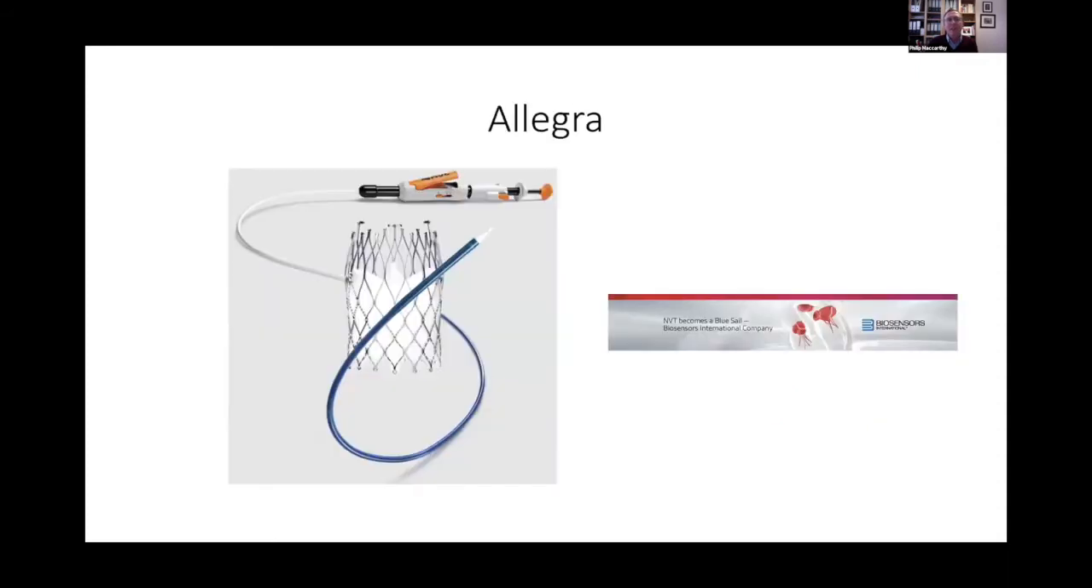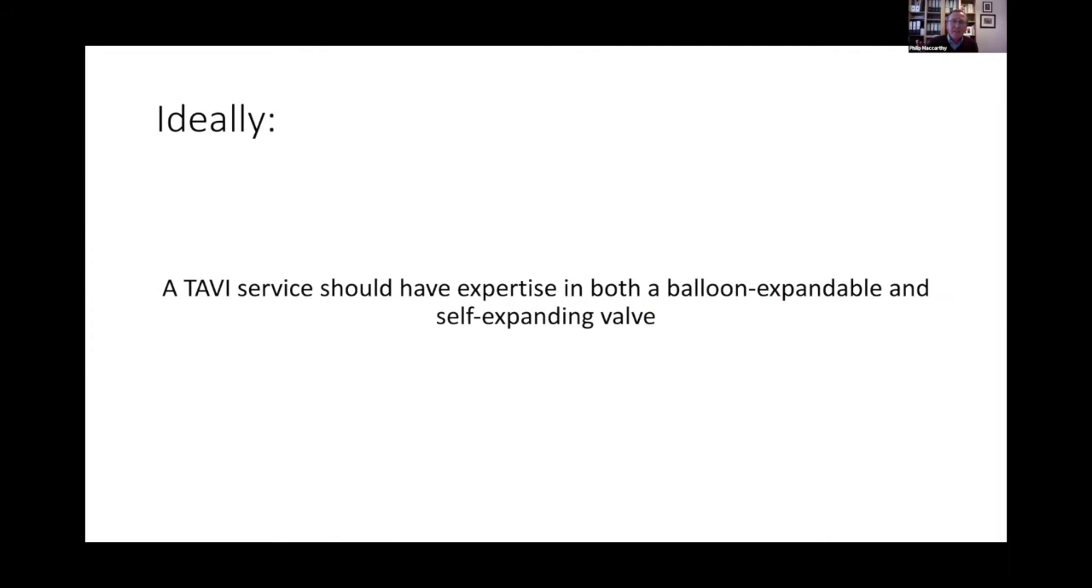The other valve to look out for is the Allegra. This is made by New Valvular Technologies in combination with Biosensors. It's a self-expanding valve, and the thing about the Allegra is it has very, very good hemodynamics, so it might be very useful in valve-in-valve. So ideally, I think a TAVI service should have expertise in both balloon expandable and self-expanding valves. Get good at one, and there's clearly a learning curve, but once you're beyond that, you'll get good results.